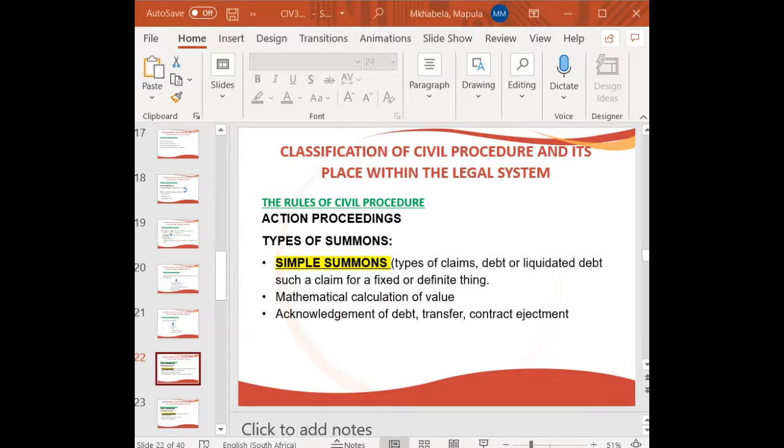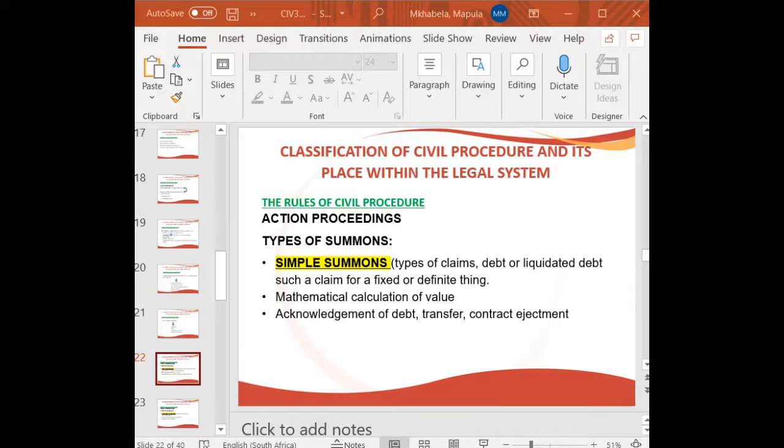Okay, ladies and gentlemen, earlier I introduced to you a claim that can be instituted depending on the nature of the claim. I would like to expand more on their interpretation. In action proceedings, there are 3 types of summons. I said earlier on there were 2, but actually there are 3 types of summons, ladies and gentlemen, which are your simple summons, your combined summons, and your provisional sentence summons.